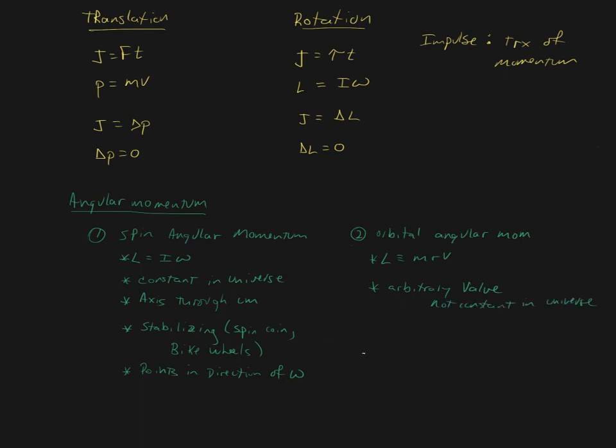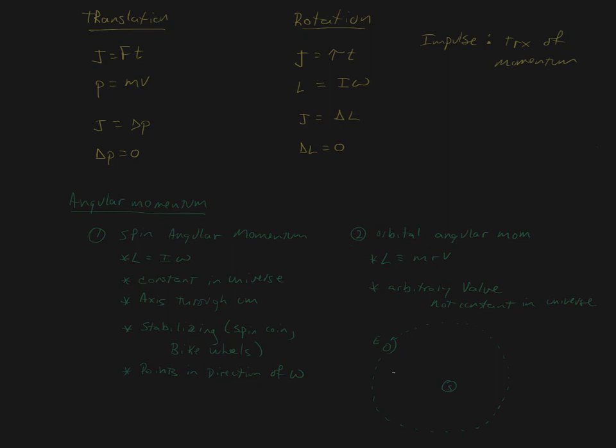As I said before, an object may have both types of angular momentum. The Earth was an example of that. If this is the sun and the Earth is out here, then the Earth spins around on its axis in 24 hours, but it's also making an orbit around the sun, and there's an angular momentum associated with that. Now let's take a look at conservation of angular momentum.